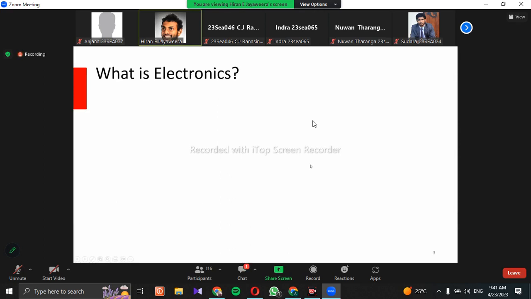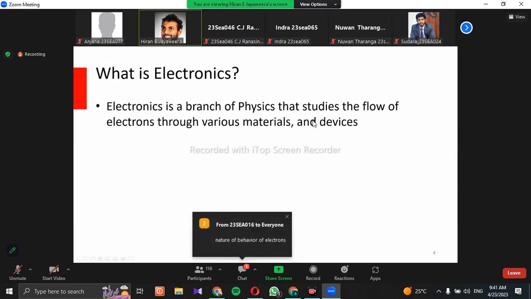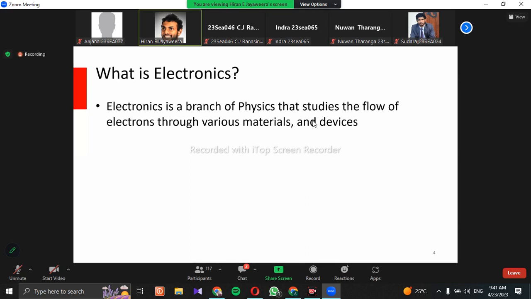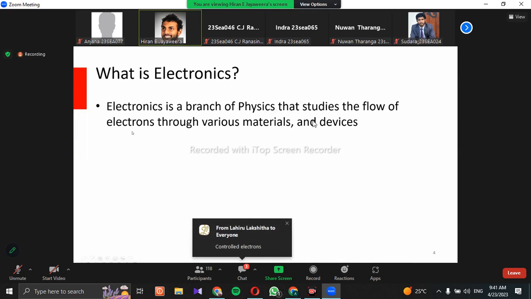So I copied this one from Wikipedia a few years ago. In Wikipedia, when I asked this question, what is electronics? Electronics is a branch of physics that studies the flow of electrons through various materials and devices. It's kind of interesting. The keyword here is that it's all about electrons. Electronics, electrons, right? So you see the similarity.